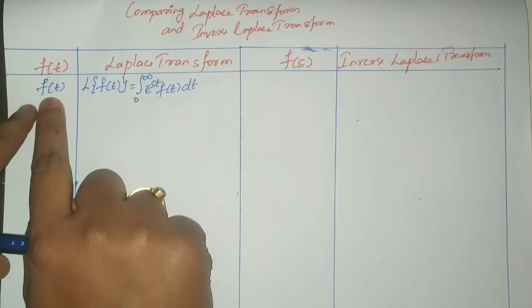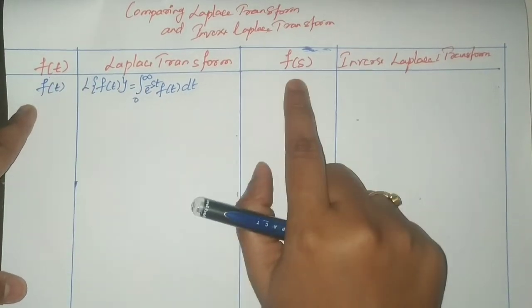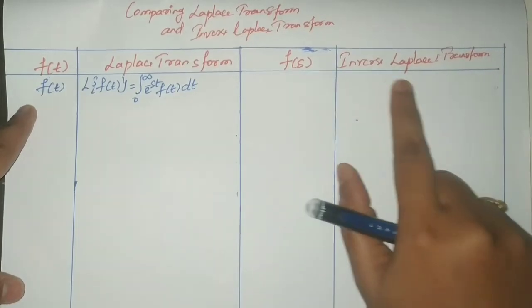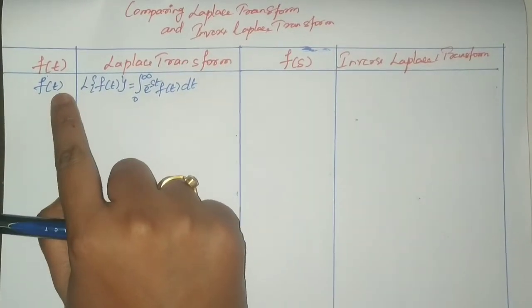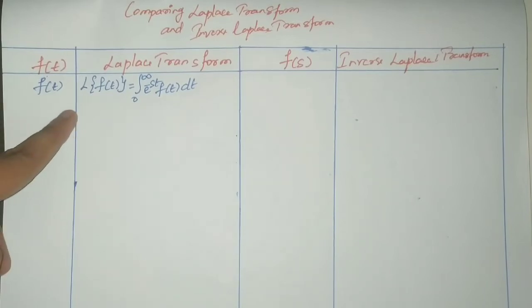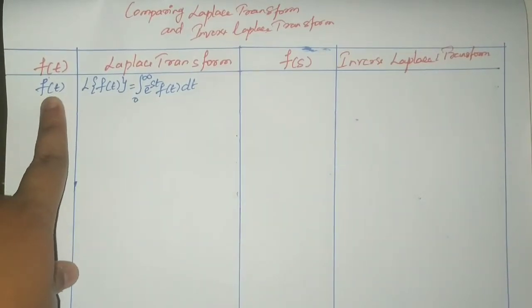So f of t is our function. Here will be the Laplace transform formula. F of s will be using the inverse Laplace transform. So in my last video you can check what are the formulas of Laplace transform. So the function is f of t.